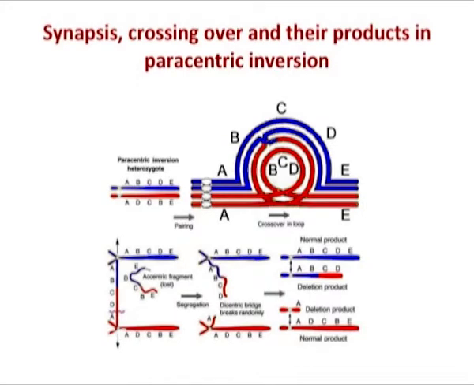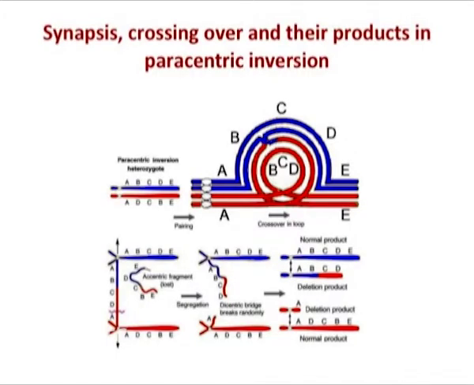In the figure, the effects of a single crossover in the inversion loop of an individual heterozygous for a paracentric inversion are shown. During the first meiotic metaphase, the two centromeres migrate to the opposite poles of the cell. As a result of the crossover between genes B and C in the inversion loop, one recombinant chromatid becomes stretched across the cell as the two centromeres begin to migrate, forming a dicentric bridge.